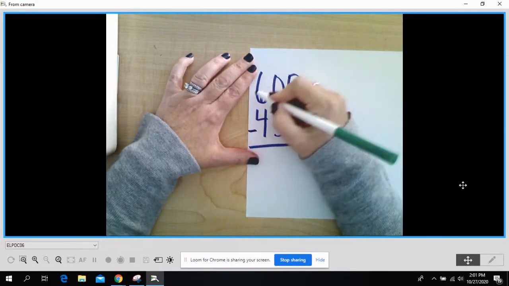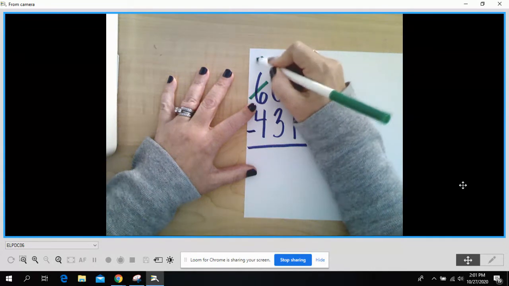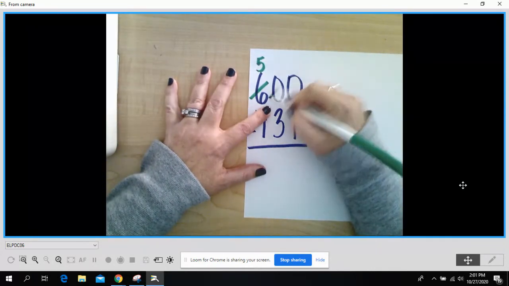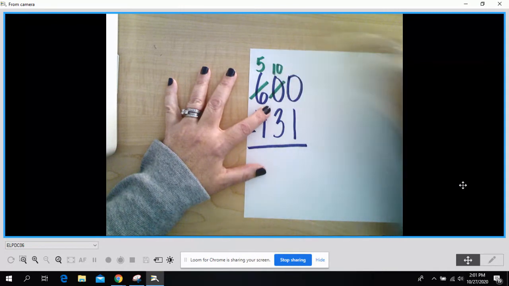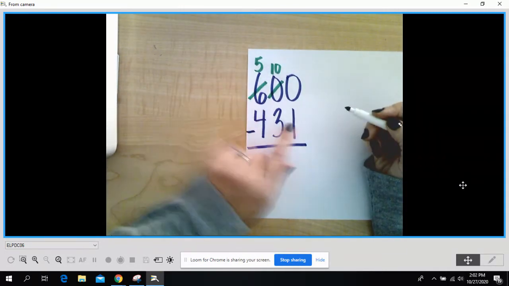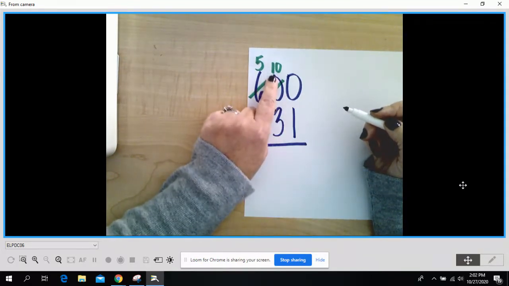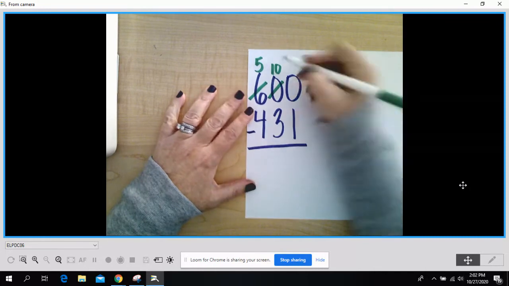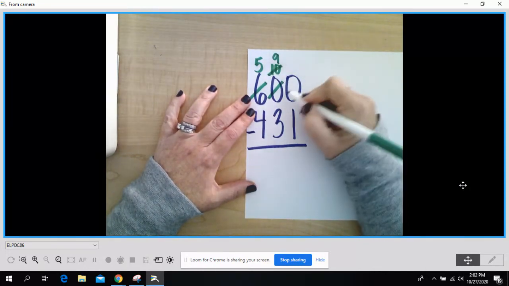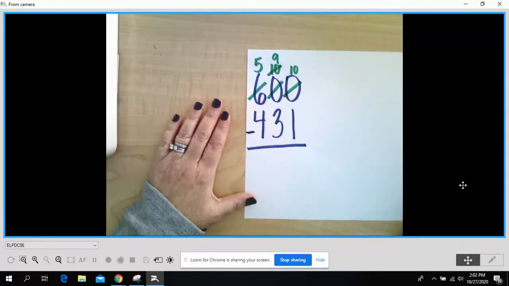So let's check it out. From this 6, I'm going to borrow a whole 100. So that 6 becomes a 5. This becomes a 10. And I'm good so far, but I have to get something all the way to my ones place. Do I finally have something here to borrow from? Sure, I borrow from this 10. I take 1, so it becomes a 9. And I can put the 10 that I borrowed right there. Okay, so here we go.